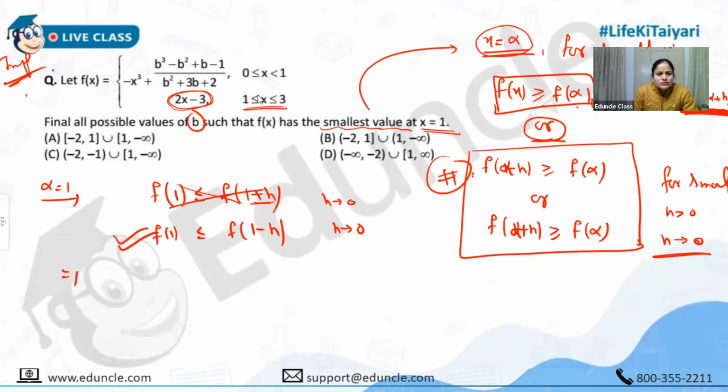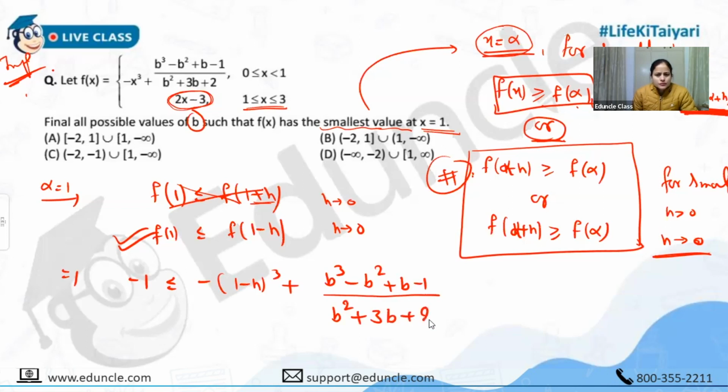So if I am taking this, f at 1 will give me -1 less than equal to minus (1 minus h) cube plus b cube minus b square plus b minus 1 upon b square plus 3b plus 2. So let's just simplify it.